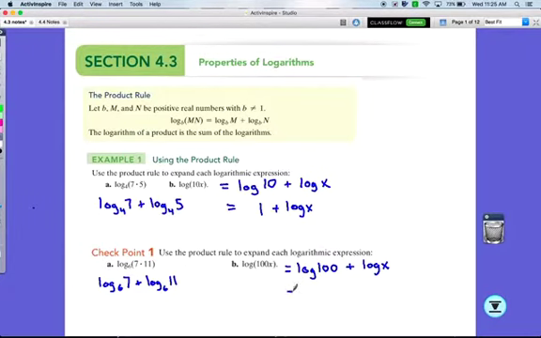All right, we can simplify this one. Since the base of the common log is 10, 10 to what power gives me 100? Well, that's 10 squared. So 2 is the answer to the log of 100, plus log x. 2 plus log x.